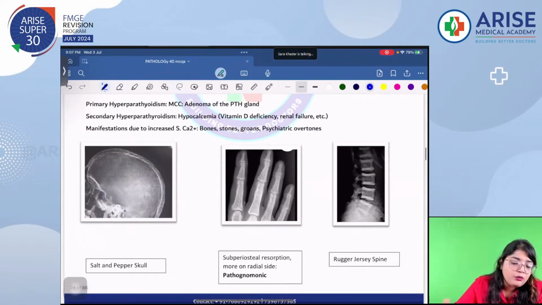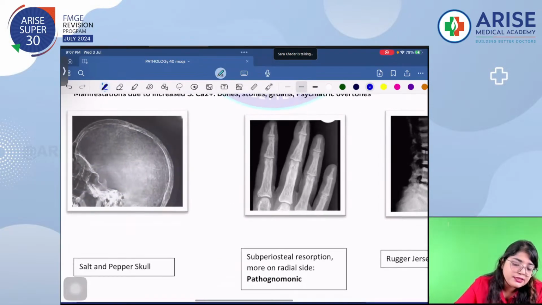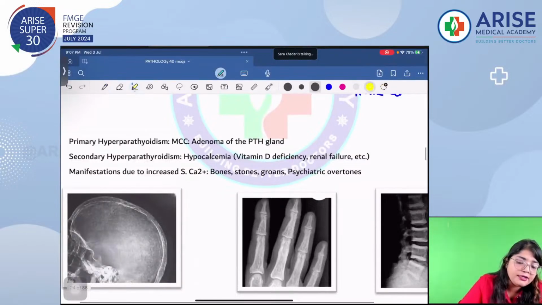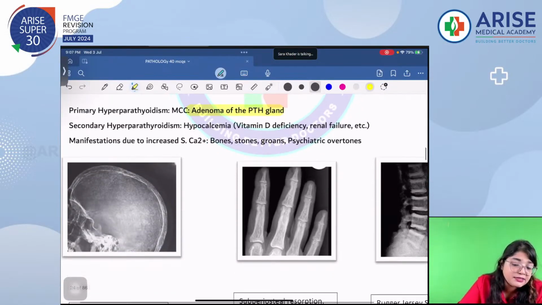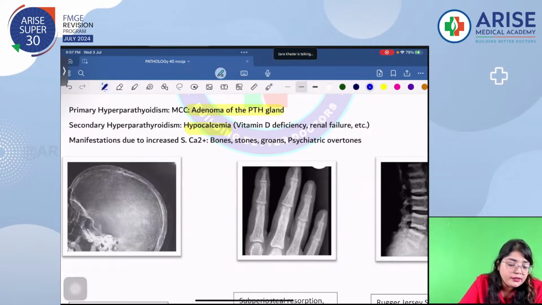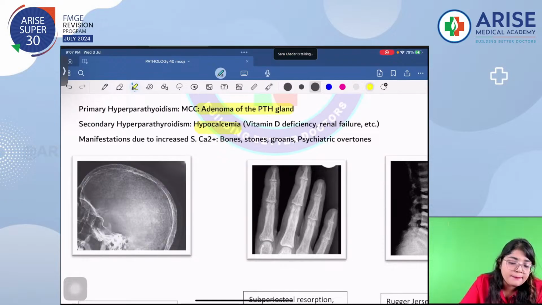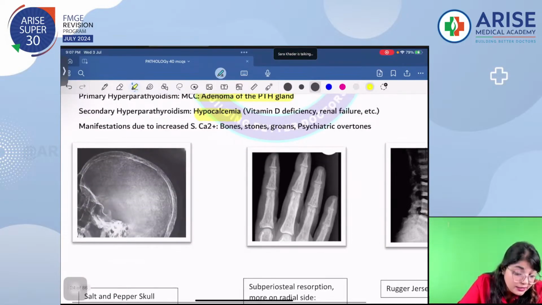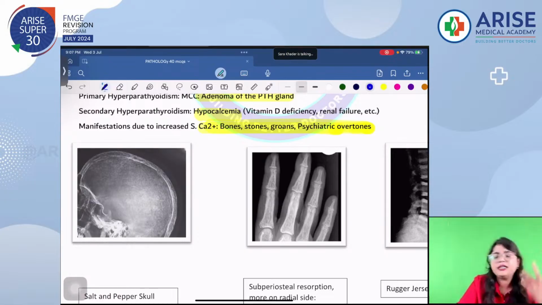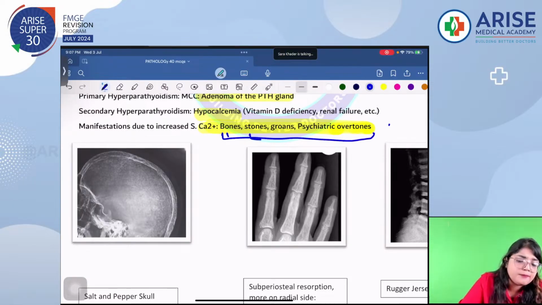Now, hyperparathyroidism, as you can see, is an adenoma of the parathyroid. That is the most common cause. Secondary hyperparathyroidism presents with hypocalcemia. It occurs in renal failure and all those things. What about manifestations? Very, very important. They'll give you a clinical case telling you that this patient is feeling depressed and has stomach pain and there are renal stones plus the bone. They'll involve all this.